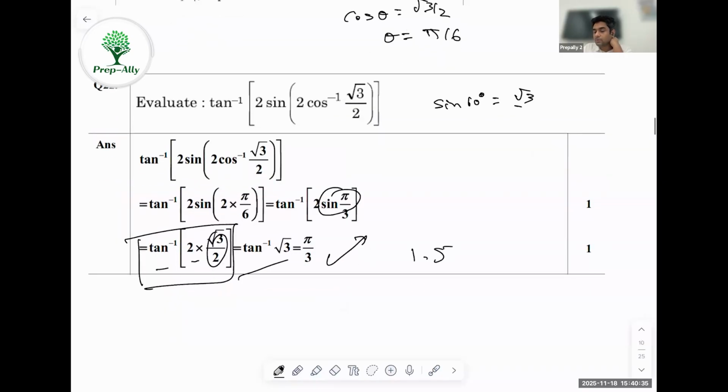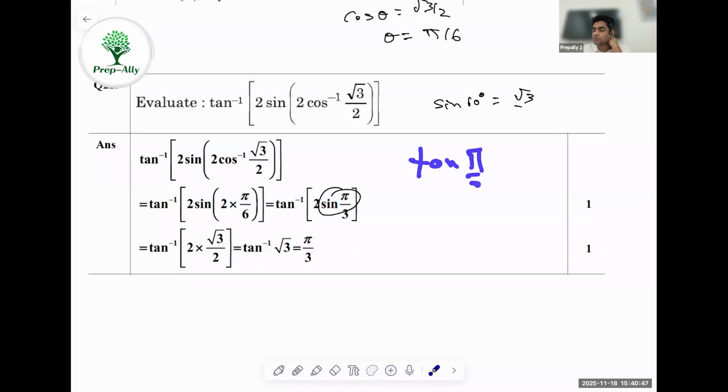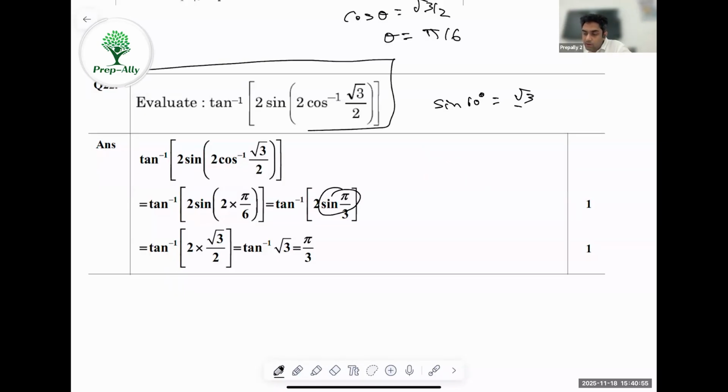But you should do it completely because it's not a difficult question. Then you can cancel out 2 and 2. Once you cancel out 2 and 2, you can clearly see that you'll get tan inverse of root 3. And we know that for tan 60 degrees or tan pi/3, this value is root 3. So these questions are given quite a lot in NCERT. I would like all of you to practice them because they are very important.